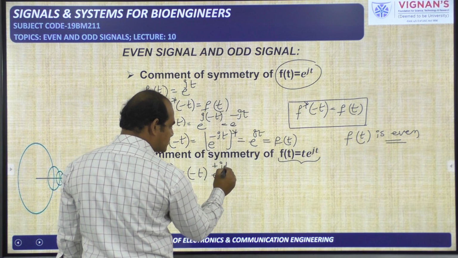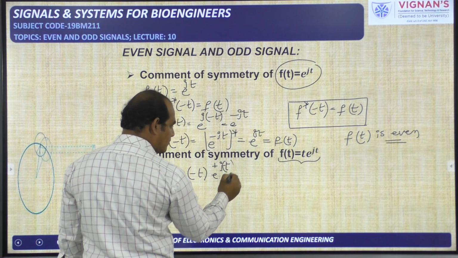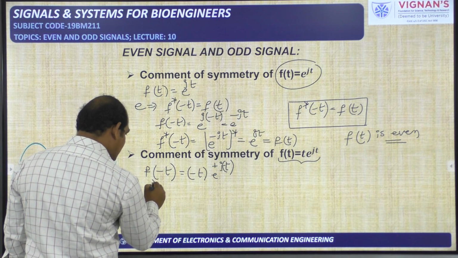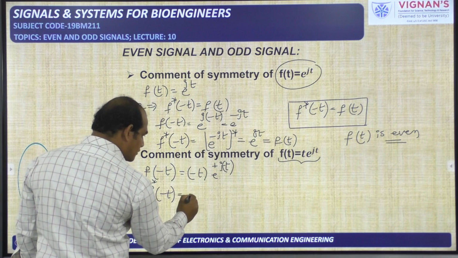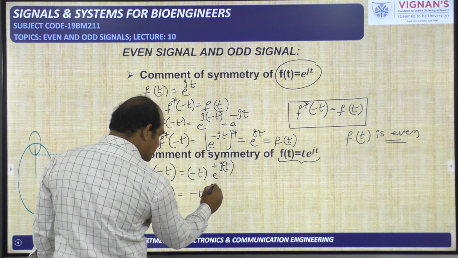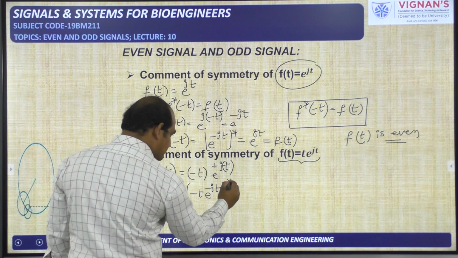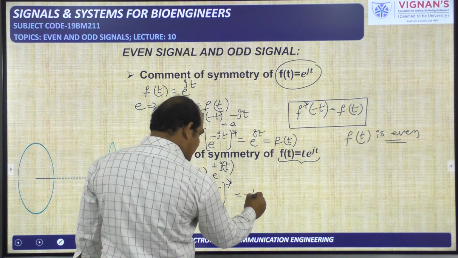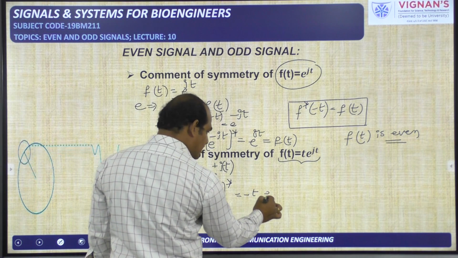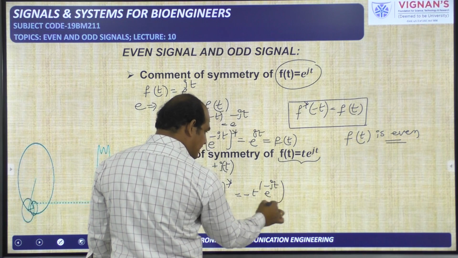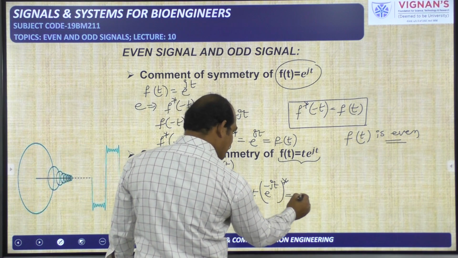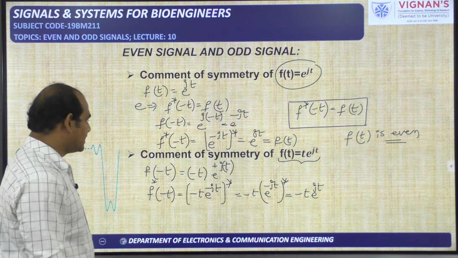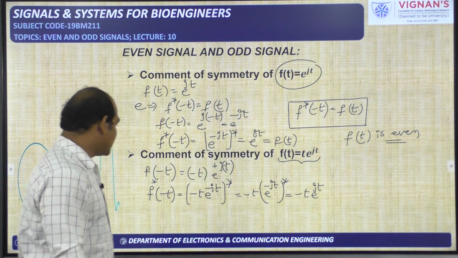Otherwise, e power j into minus t, like this I have taken. Then I am taking the star for this one. F star of minus t is equal to minus t e power minus jt, with the star. Because minus t is the real part, it will remain the same, minus t, and for e power minus jt I need to apply the conjugate. So it will become minus t e power jt. This was minus jt, because of the conjugate it will become e power plus jt.